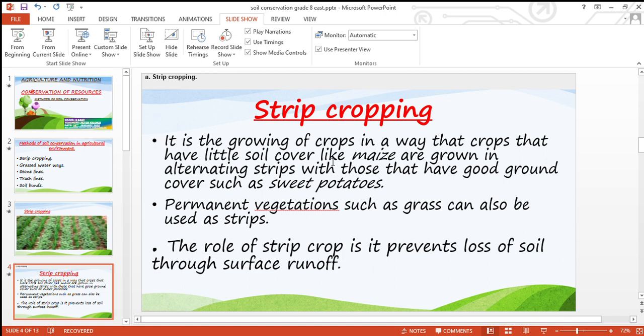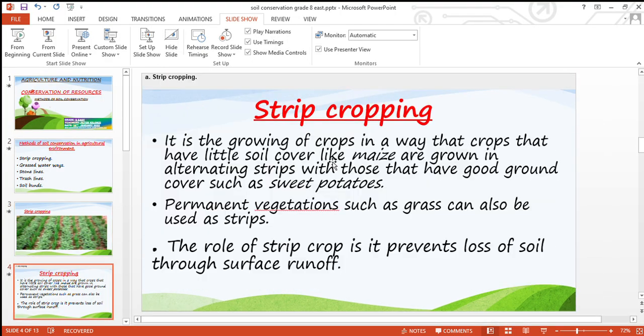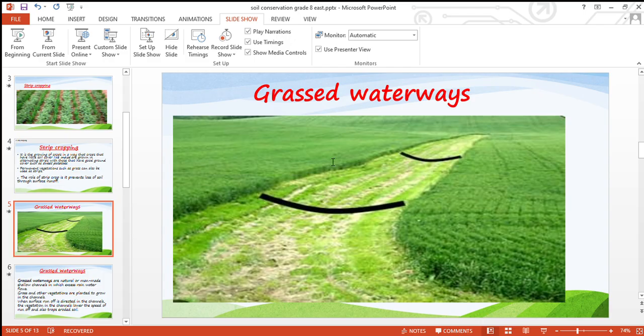Today we are going to look at a grassed waterway. In our MTP Agriculture book, the grassed waterway is pictured on page 3.